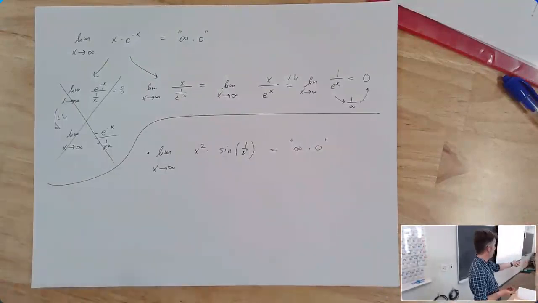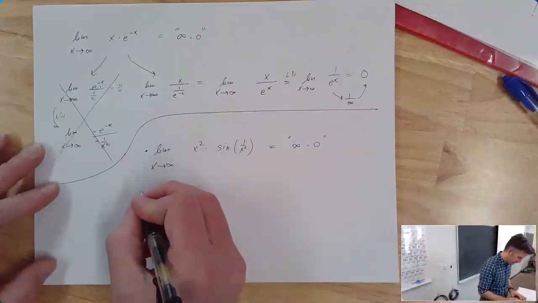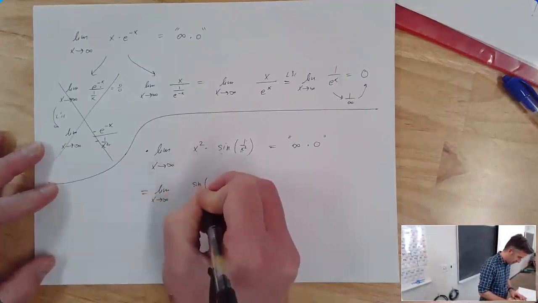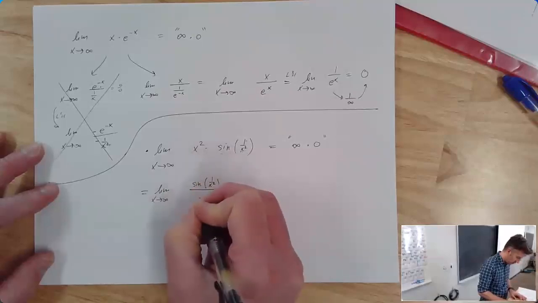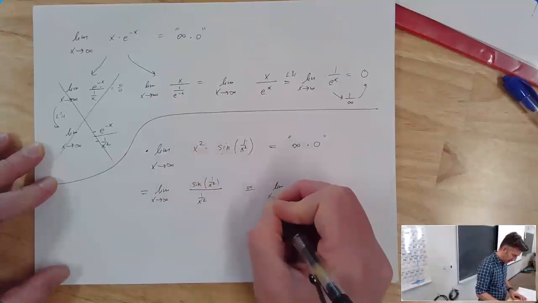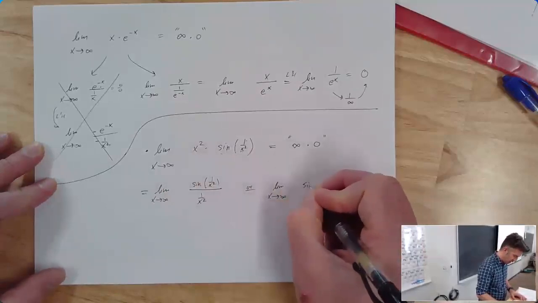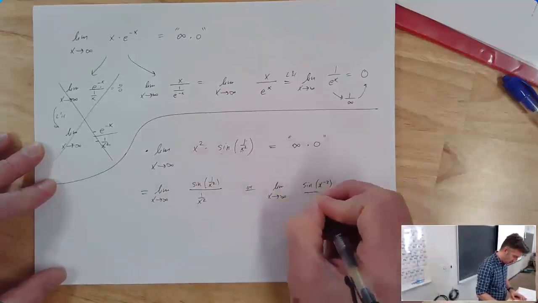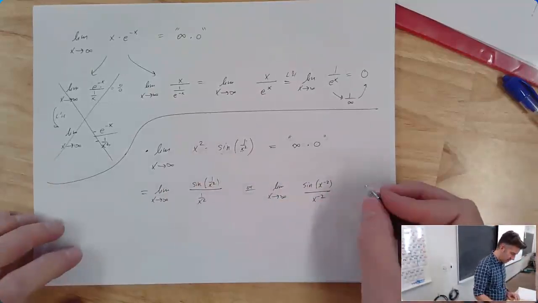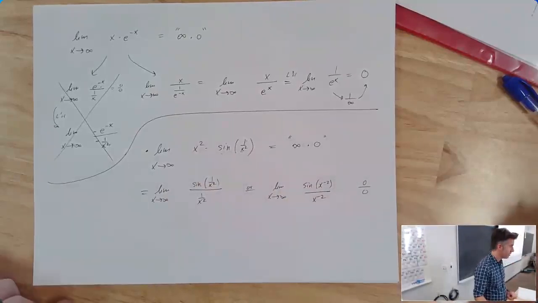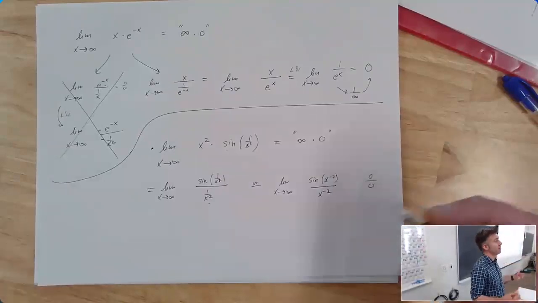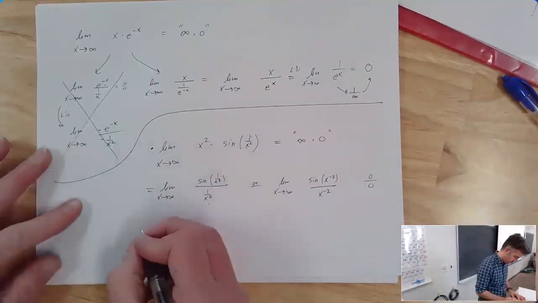Yeah, or you can write 1 over x squared, either way. So you can totally write this as the limit as x goes to infinity of sine of 1 over x squared over 1 over x squared. Or you might prefer to write it as the limit as x goes to infinity of sine of x to the negative 2 over x to the negative 2. Either way, we can see it's a 0 over 0 form. The top is certainly going to 0, the bottom is certainly going to 0, which means we are allowed to use L'Hopital's rule.